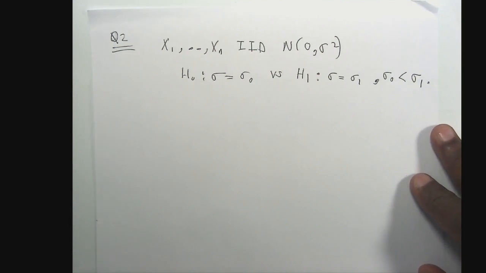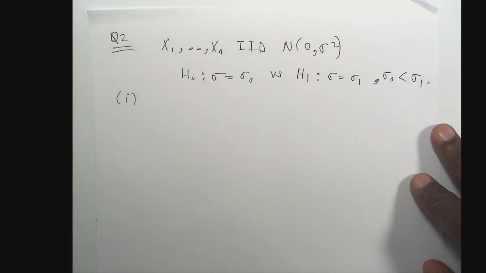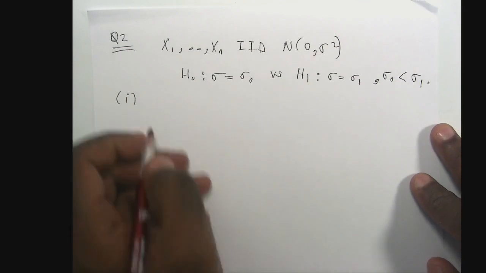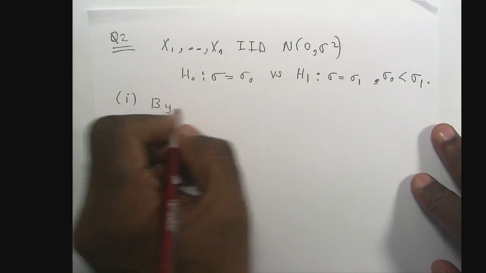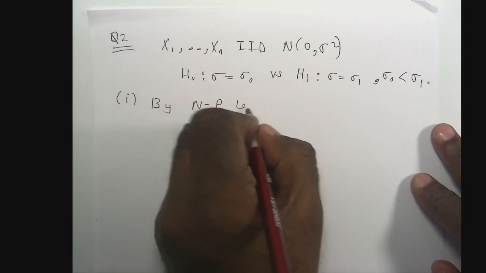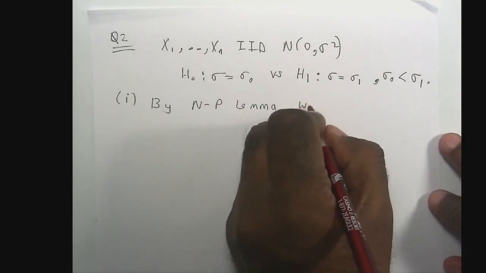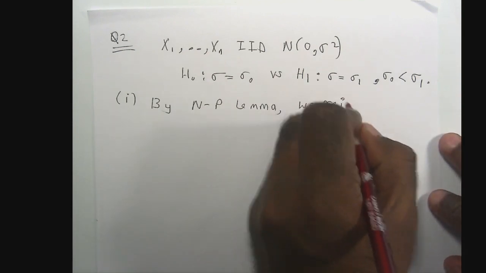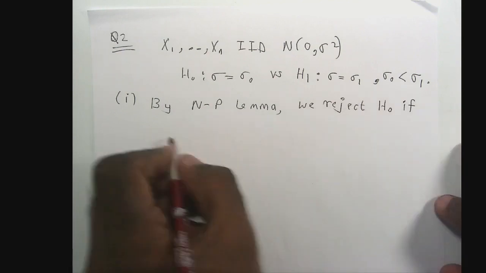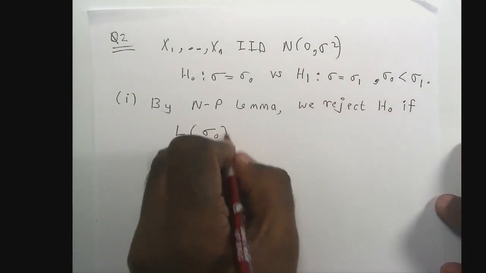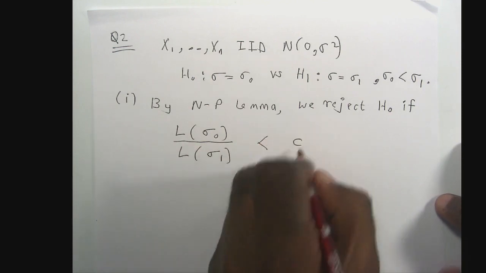Alright guys, let me show you how to do it. Right, the first thing you need to do is, as before, like I did for question 1, try to determine the rejection rule. All right, so you will say that by the NP lemma, we reject the null hypothesis if the likelihood at sigma 0 divided by the likelihood at sigma 1 is less than a constant, say C.